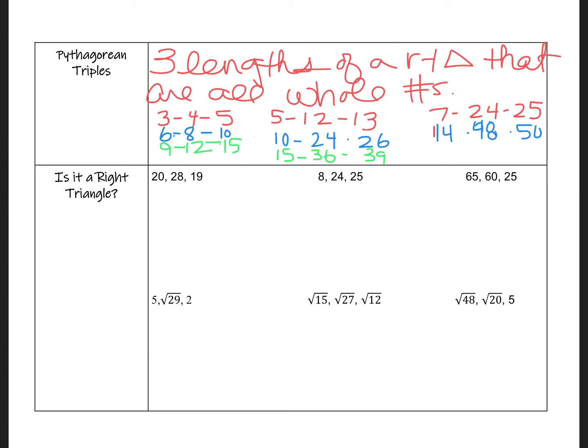We've got 20, 28, and 19. So I'm going to write down my formula. And hopefully you're wondering, how do you know what to put in for the legs, A and B, and what to put in for C? Hopefully you can remember from the very first thing we talked about today that the hypotenuse has to be the longest side. So in this situation, 28 needs to be my hypotenuse. So let's plug these in: 28 for the hypotenuse, and 20 and 19. It does not matter which one goes in for A and which one goes in for B.